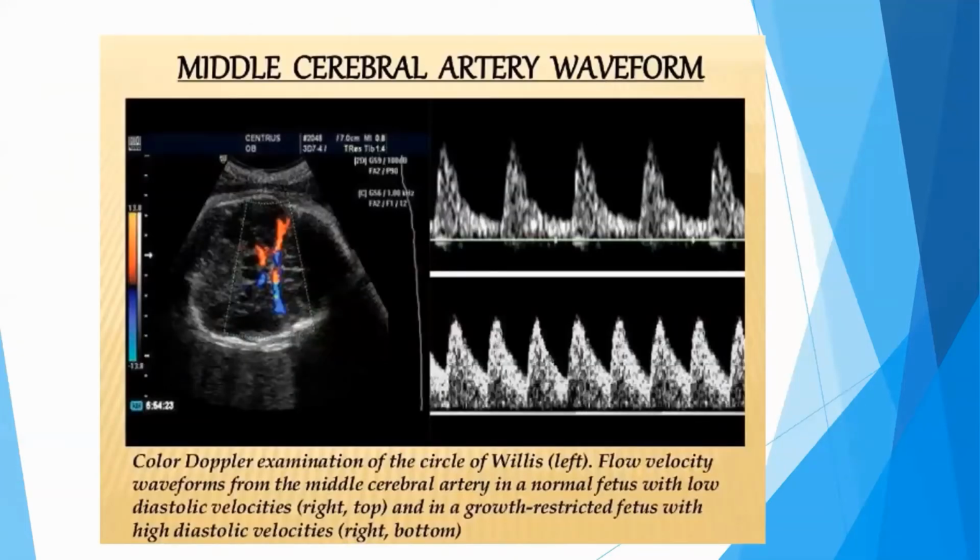So the middle cerebral artery waveform, as you can see here, the diastole is like this, but here it's relatively fuller. So obviously this is a fetus complicated by growth restriction, because it is fuller here in the diastolic phase, the velocity there, when you compare to this one.